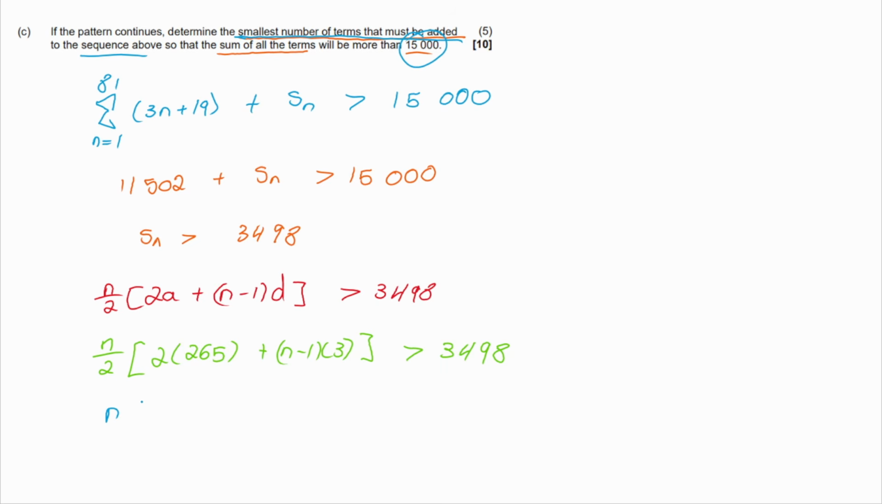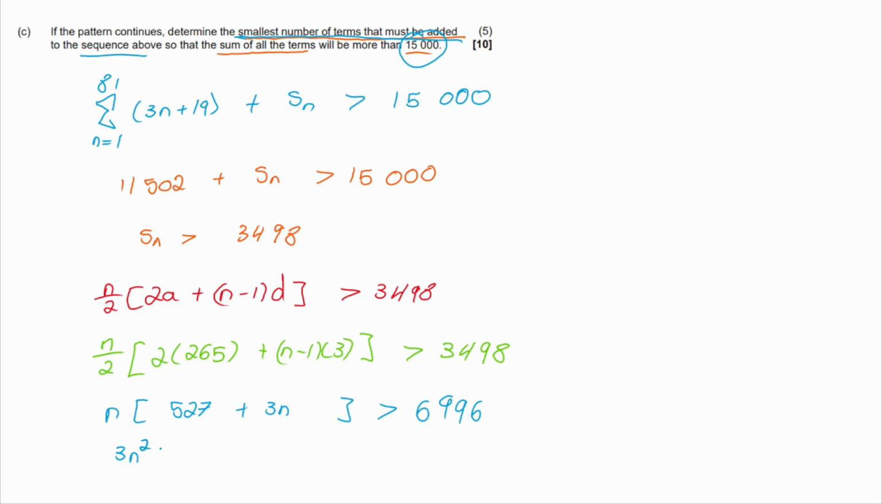If you double 265, 2 times 265 is 530. So that gives me 530 plus 3n minus 3, times n. And on this side, I'm multiplying both sides by 2, so 3498 times 2 gives me 6996 on this side. So I distribute this in, and then I can collect like terms here. So this becomes 527.